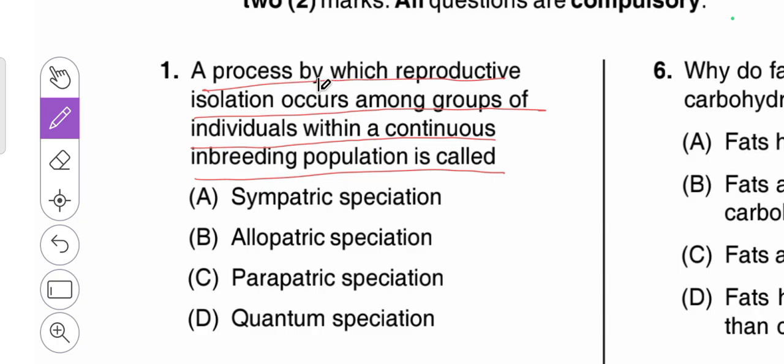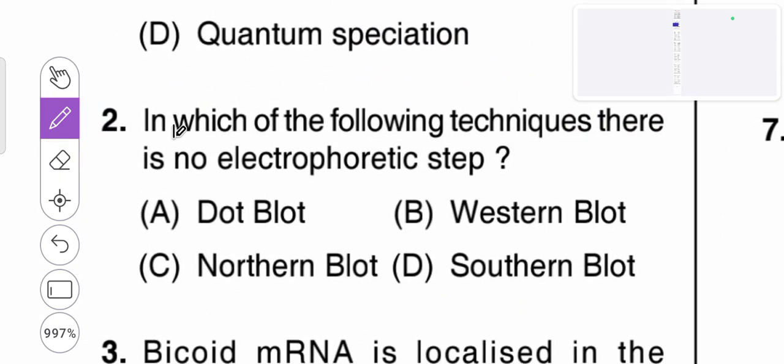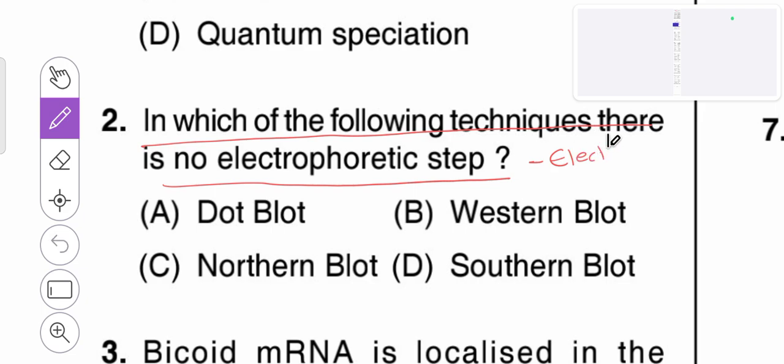Here they are asking regarding reproductive isolation will be seen in which groups. That is, in case of the sympatric speciation, where we usually come across this reproductive isolation. So A is the right answer. Then next question. In which of the following techniques there is no electrophoretic step? So that is, they are talking regarding electrophoresis.